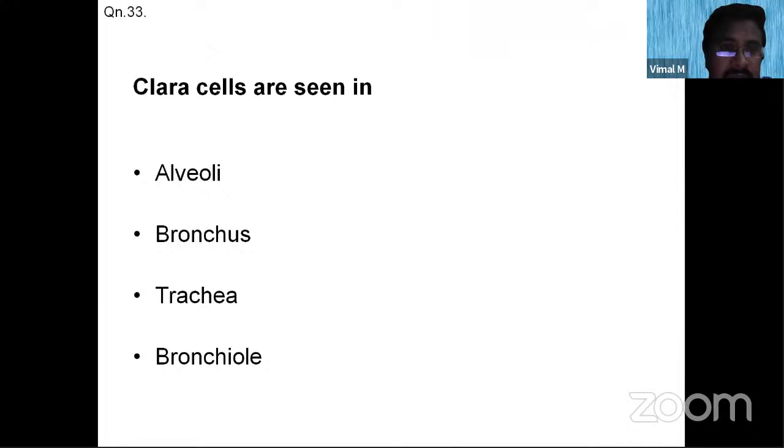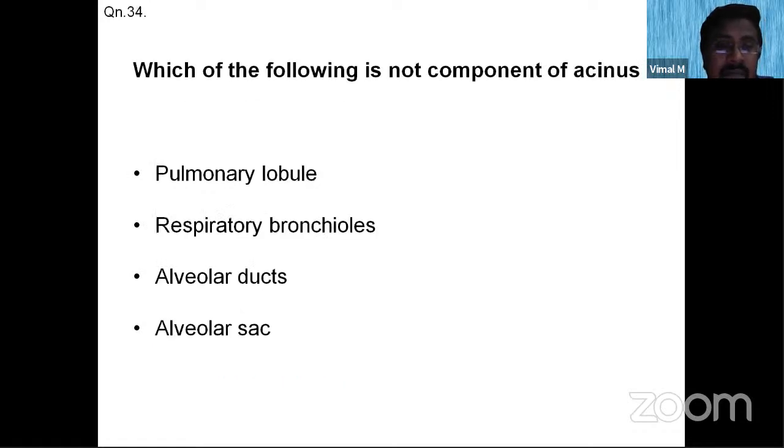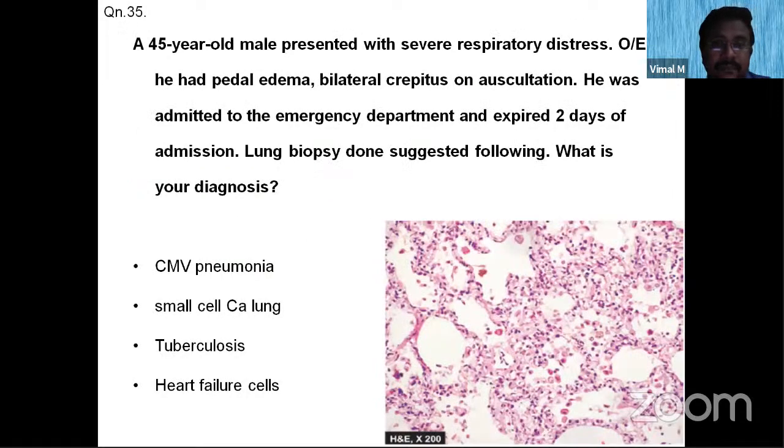With this background knowledge, we'll be seeing this. Clara cells are seen in bronchioles, especially in the terminal bronchioles. Which one of the following is not a component of acinus? It is pulmonary lobule. Respiratory bronchioles, alveolar duct and alveolar sac constitute the acinus, and pulmonary lobule is not a component of acinus because that is a different concept.